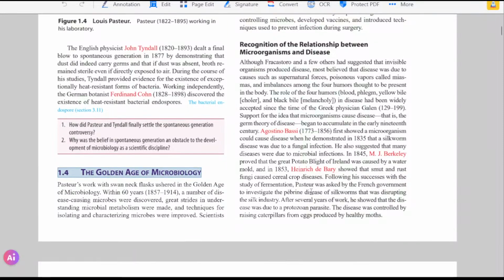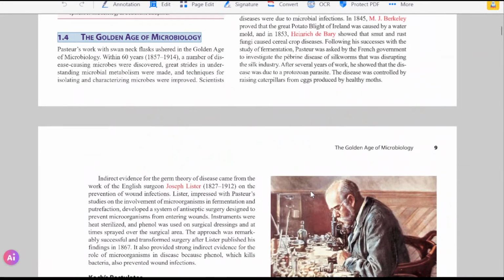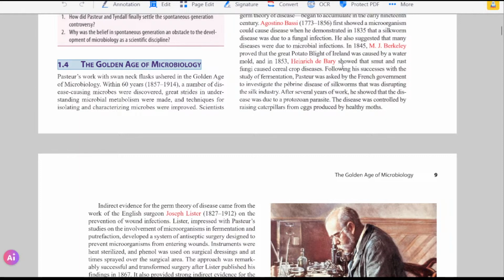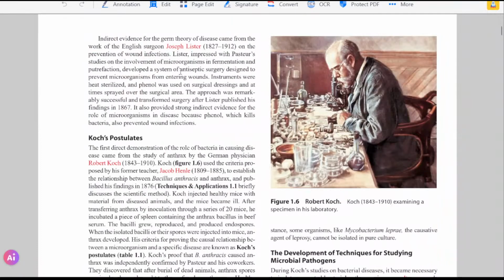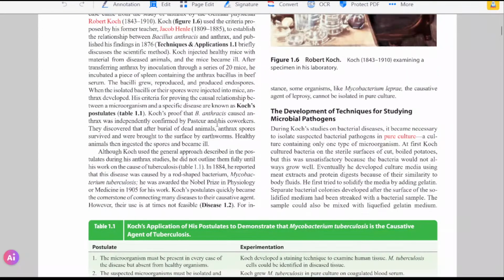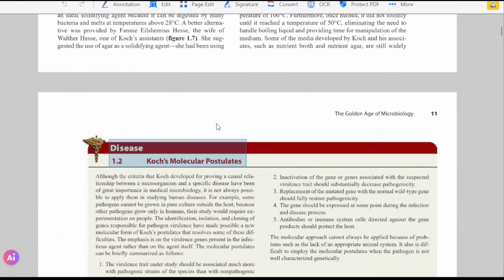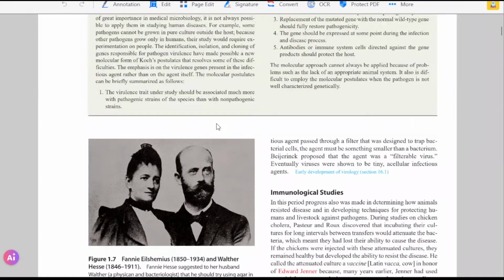Then they made the vaccines as well. They made the Koch postulates as well. They found out the fungal infections like the rust and smuts. They found out the silkworm infection as well. They found out surgical antiseptic surgery, Koch postulates. All of this is important. I don't think anything is less important than the other.